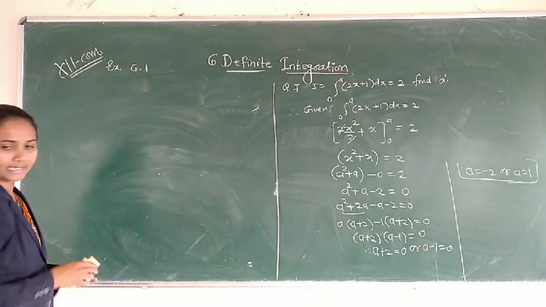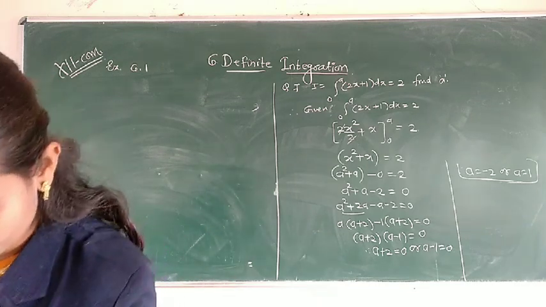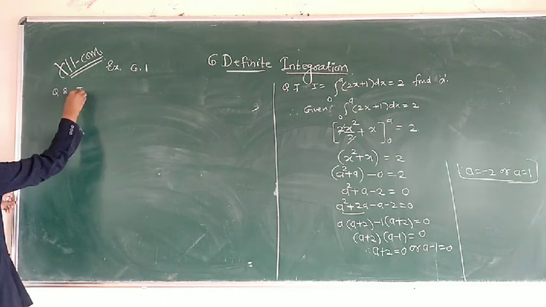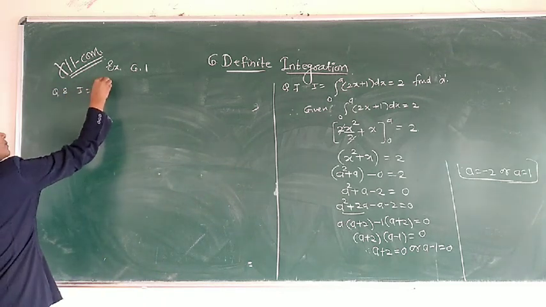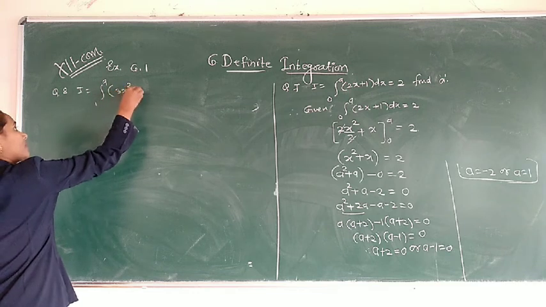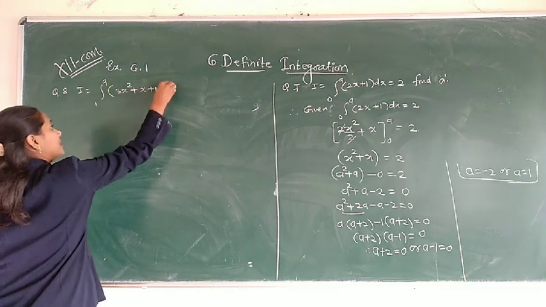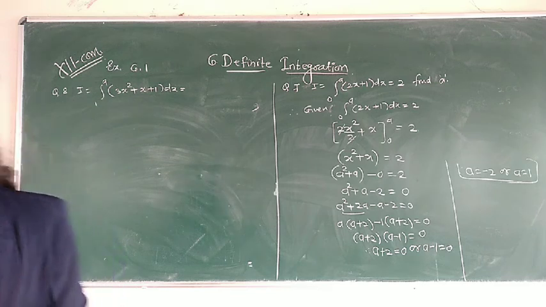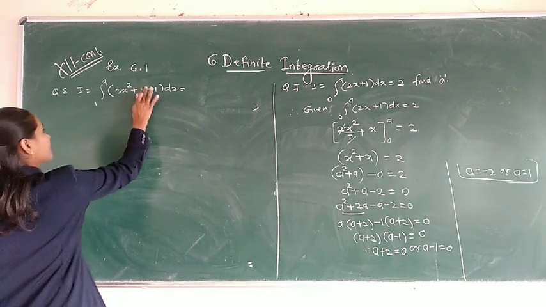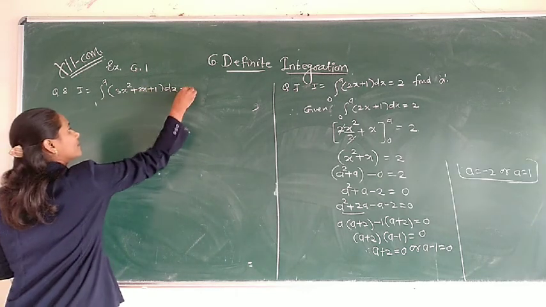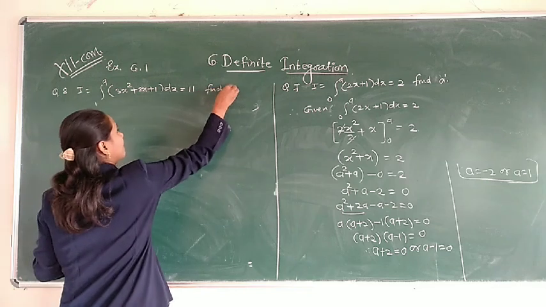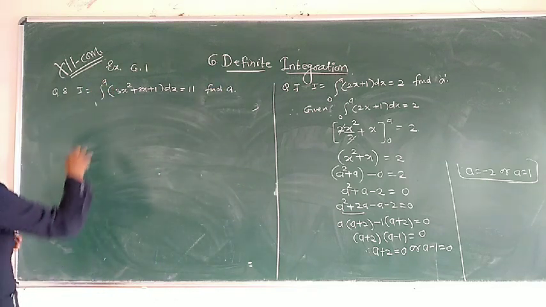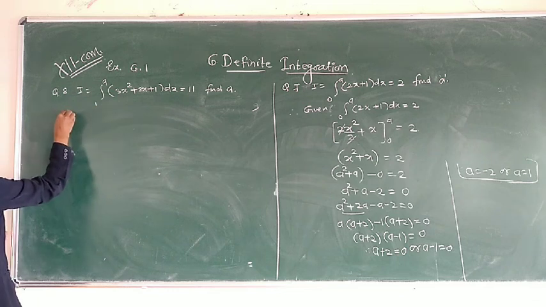So, this is question 8: integration from 1 to a of (3x square plus 2x plus 1) dx is equal to 11. Then find a. Here again we have to find the upper limit a. Similarly, we solve this type.